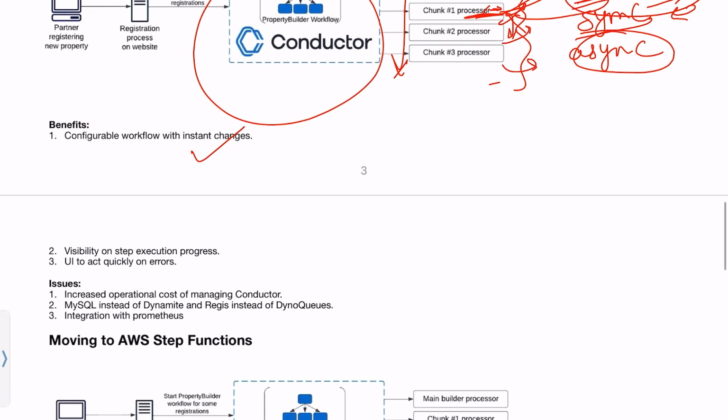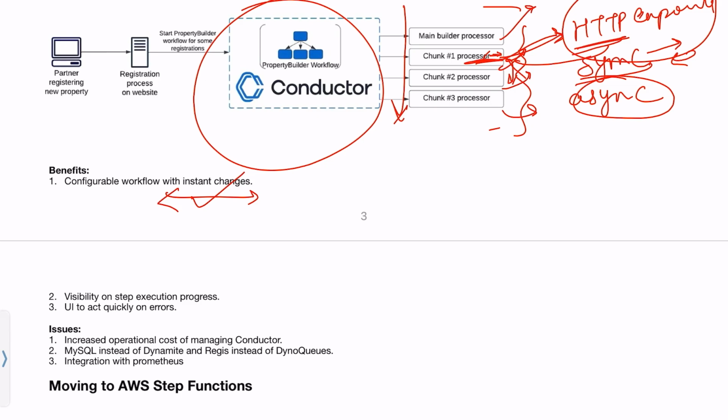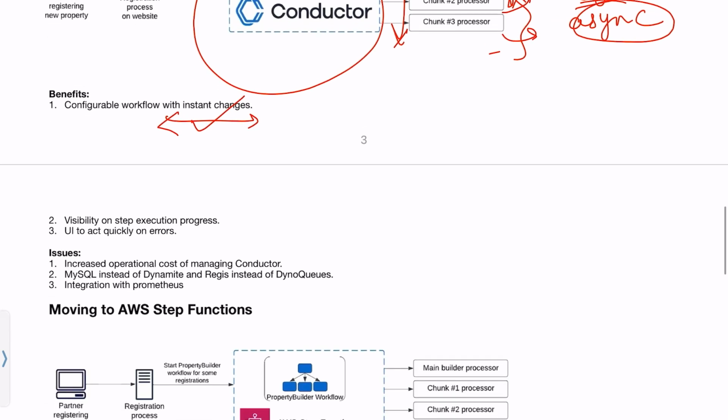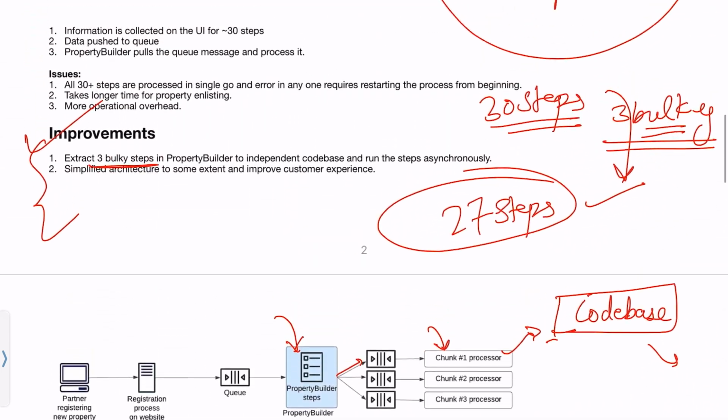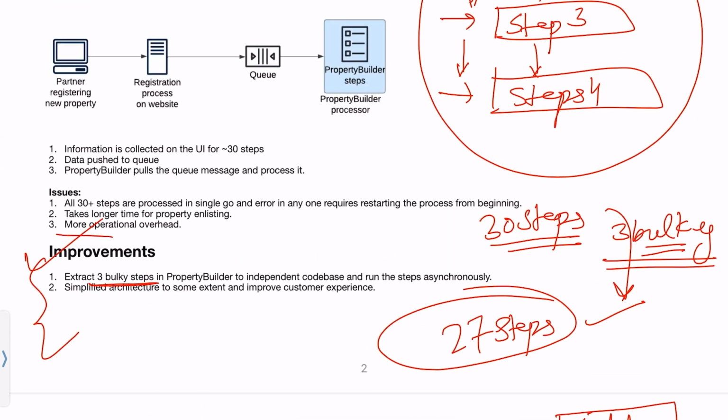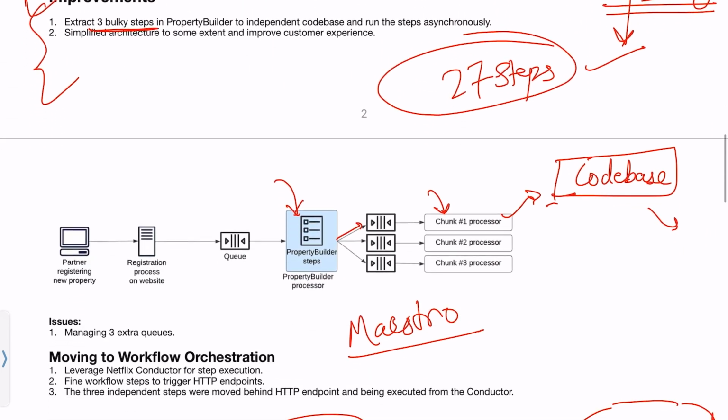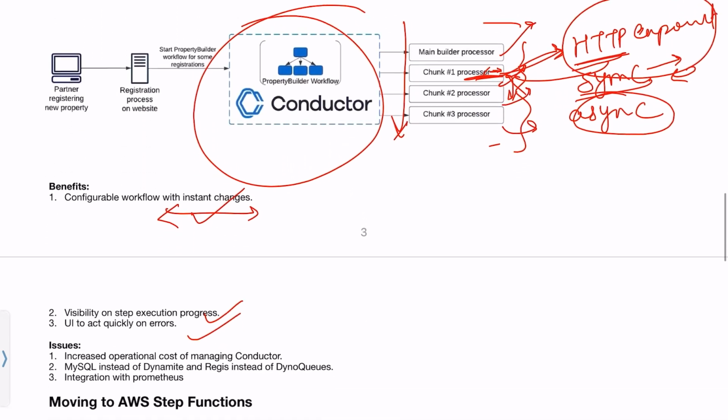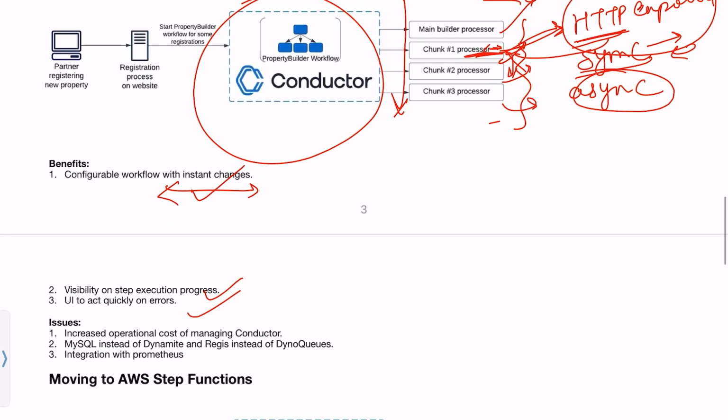So what are the benefits? Configurable workflow with instant changes. You can configure the workflow and it reflects the changes instantly. One important thing in workflow execution, one problem which we mentioned, was operational overhead. Why? Because it was hard to debug in case there were issues happening.